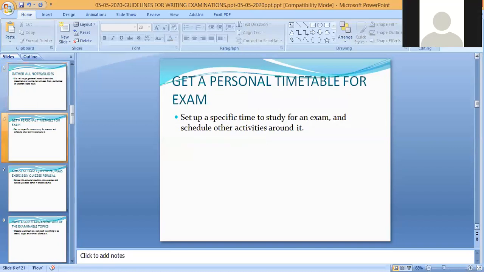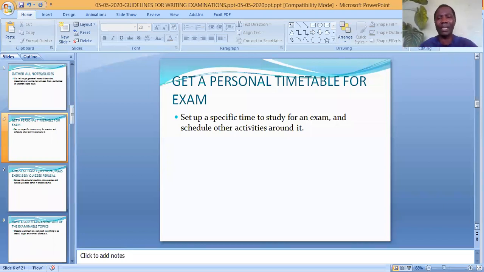And then you have to get a personal timetable. Don't forget that point. Personal timetable. Set up a specific time to study for the exam, and then you schedule other activities around it. If you don't plan, then you are planning to fail. You plan, you will not fail. But if you don't plan, then anything goes. You know you are a candidate, a student. Once you hear anything, you don't just move on. No, don't do that. You have to suspend certain activities and prepare for your work or exam.